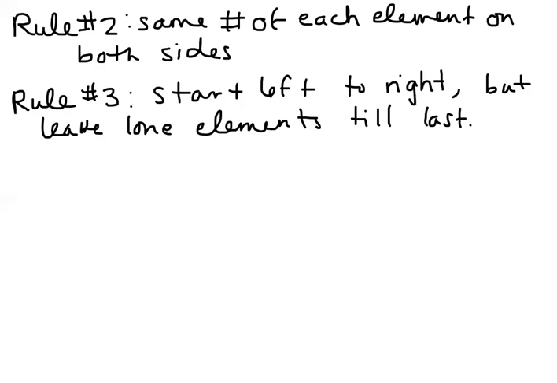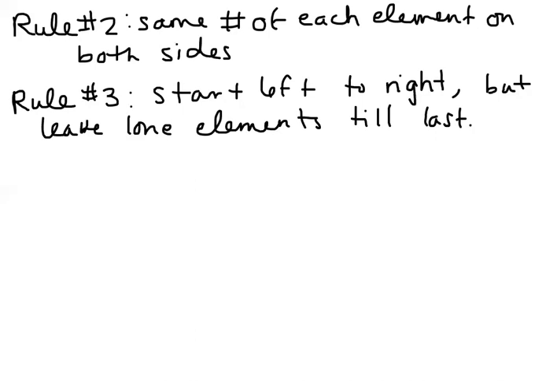So I always like to just start left to right, like we did in our last reaction, but I leave any lone elements like carbon or H2 to the end. So H2 is still by itself, even though there's 2 H's, because it's a lone element, okay? So leave that to the end. It will make your life much easier.